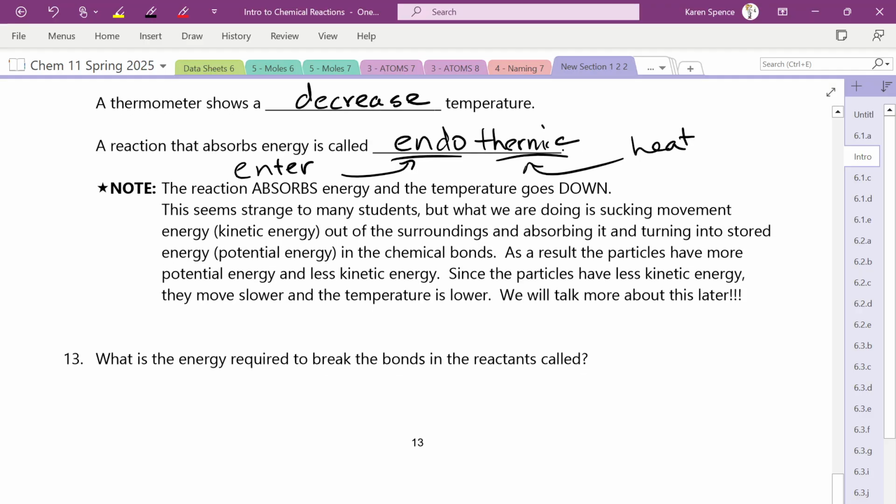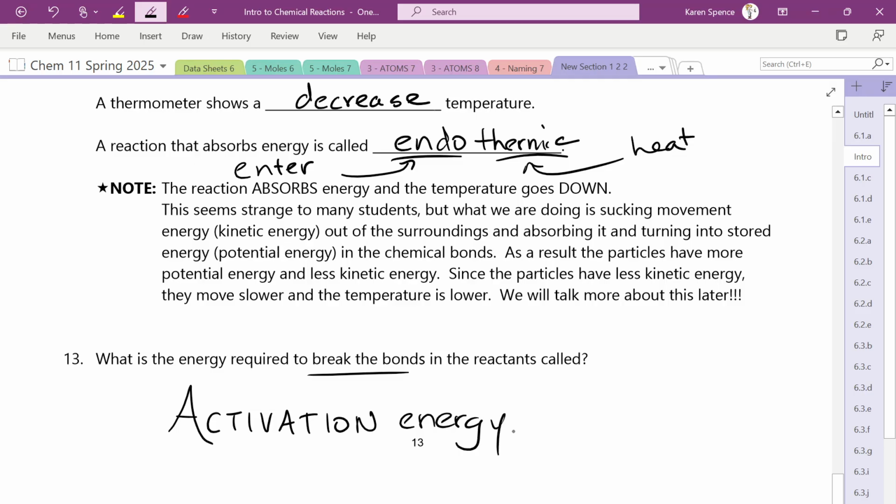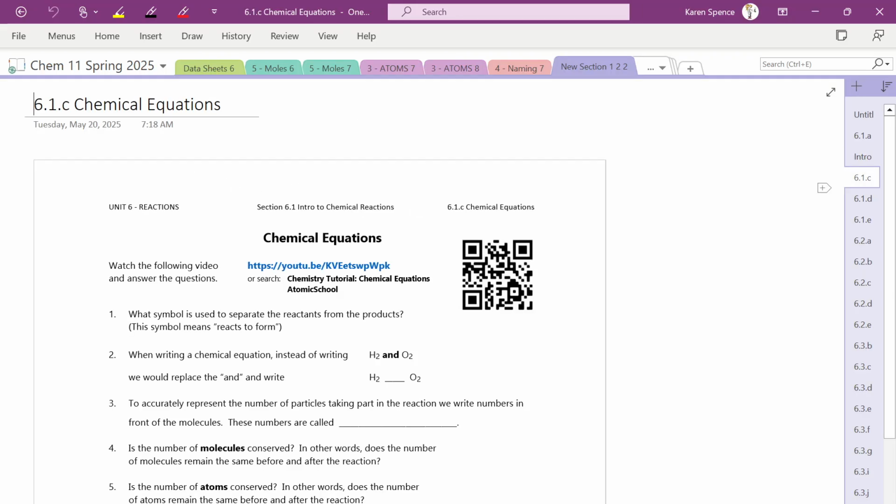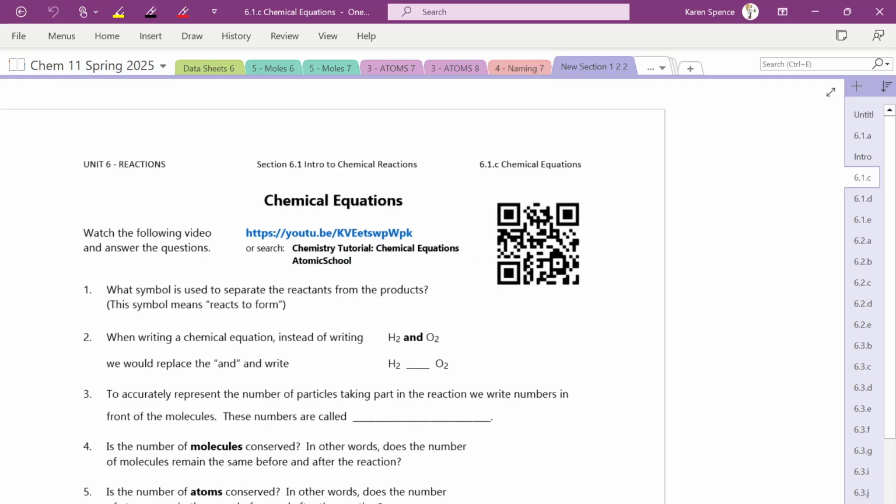What is the energy required to break the bonds in the reactants called? What do we call that energy? The activation energy. Okay. Very good, very good. And I think that's it for this page. Yay! Okay, 6.1.c.